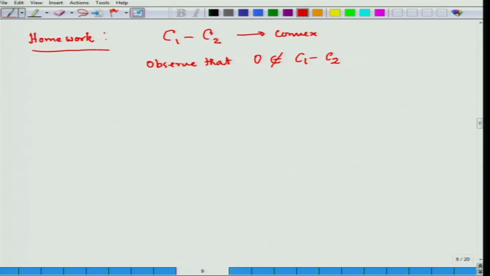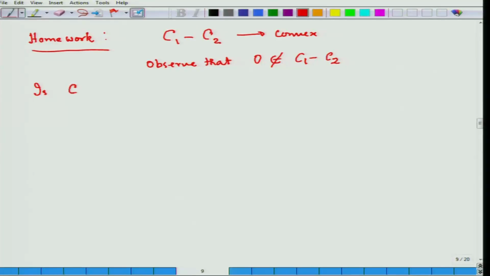So, these are common elements of C1 and C2, but C1 and C2 are disjoint. So, this cannot happen. Now, you observe here is a convex set and there is a point outside it, and if this set is closed, I can apply what I have learned just now. The question is, is C1 minus C2 closed? So, this brings us to the following question.